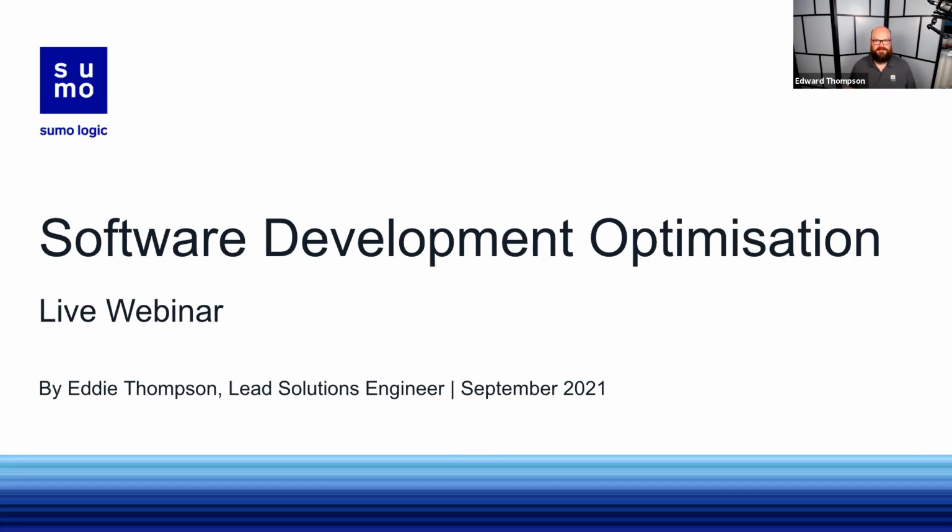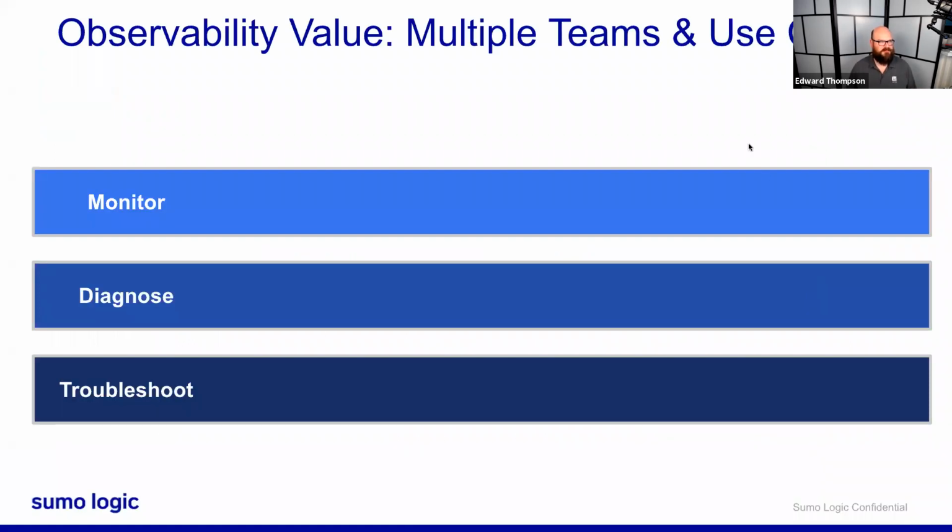And what am I going to talk to you about today? Software development optimization. This is a live webinar, and basically what I'm going to talk about is how we can help you with your software development, with your CI/CD, with your pipelines, with the metrics that you derive from these things, and how we can help out a bit at Sumo.